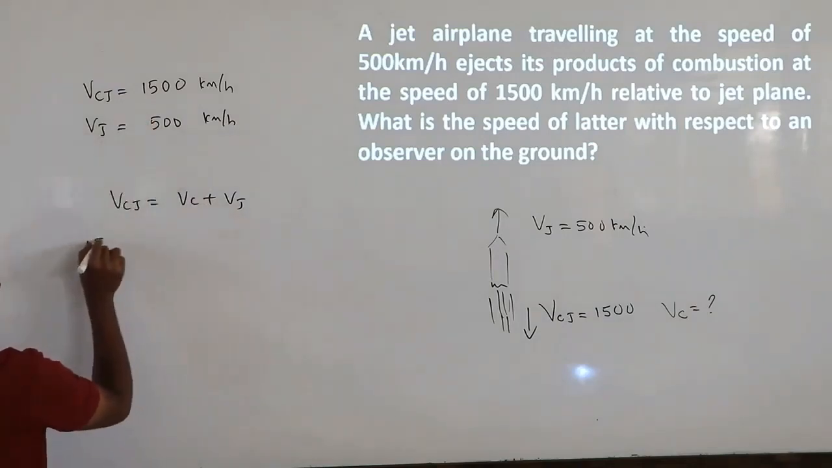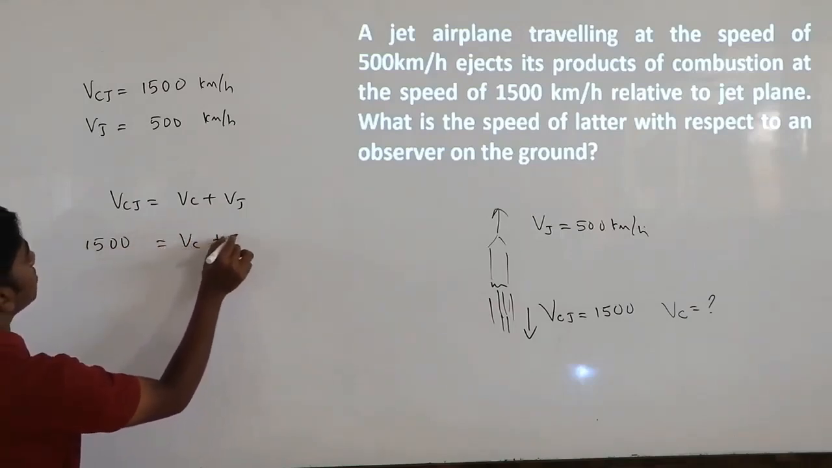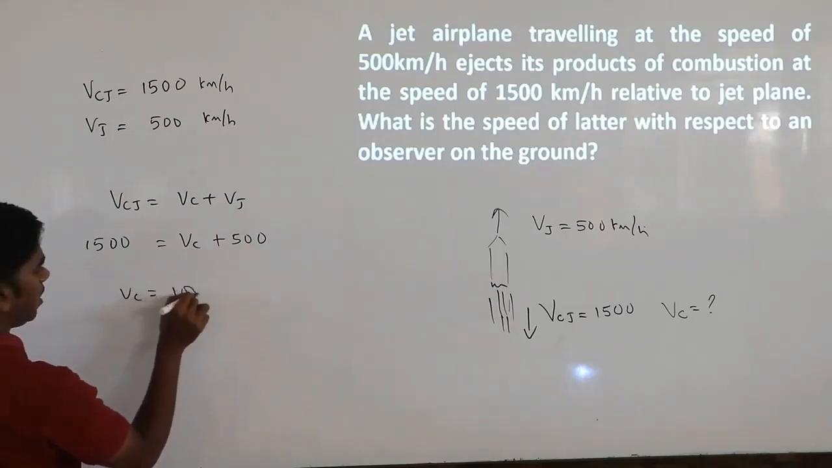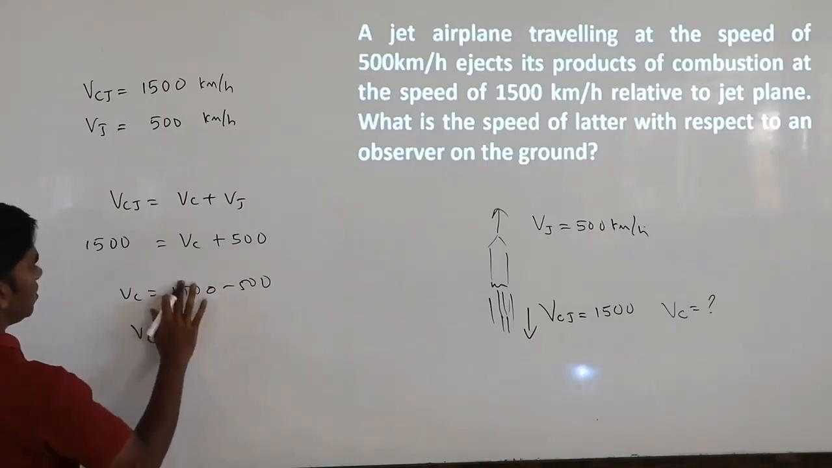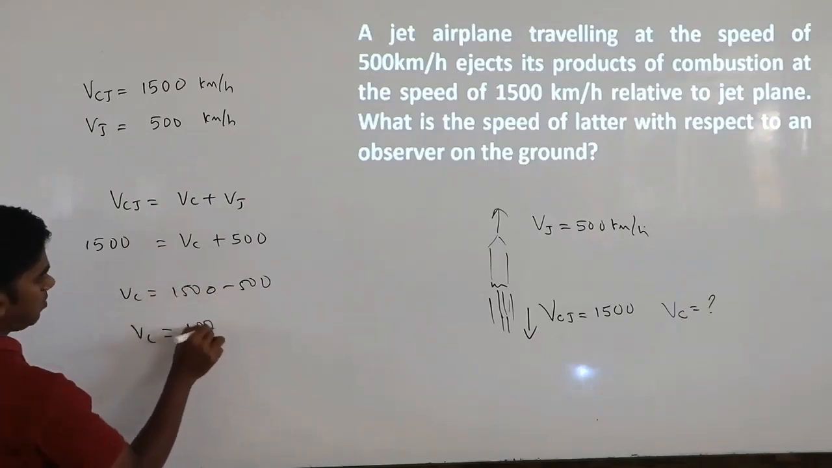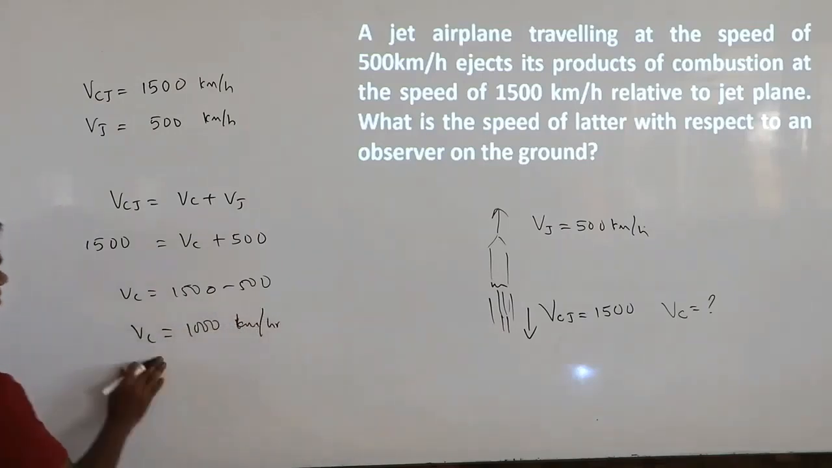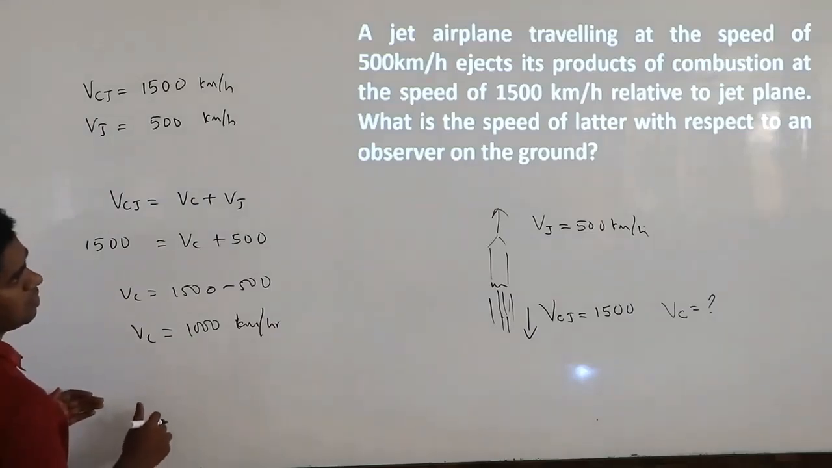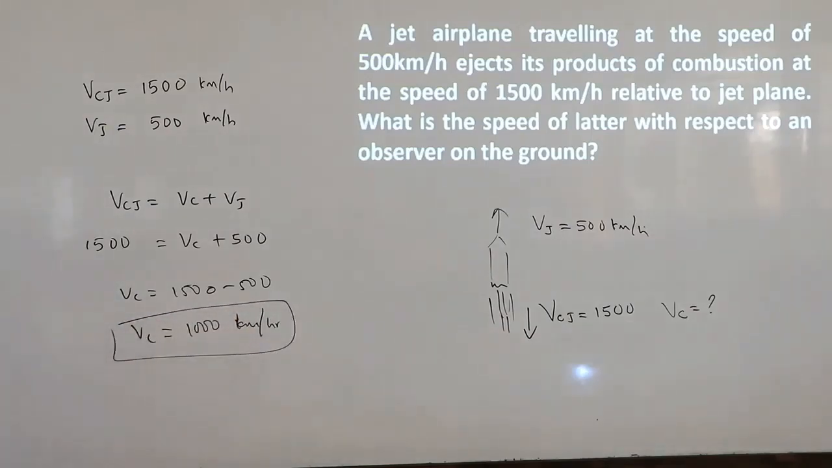So what is this? 1500. Vc we don't know, so plus 500. Okay, so Vc equals, bring this 500 to this side, 1500 minus 500, so it will become 1000 kilometer per hour. So this is the velocity of combustion with respect to an observer on the ground. Okay, this is how you can get the solution for this one.